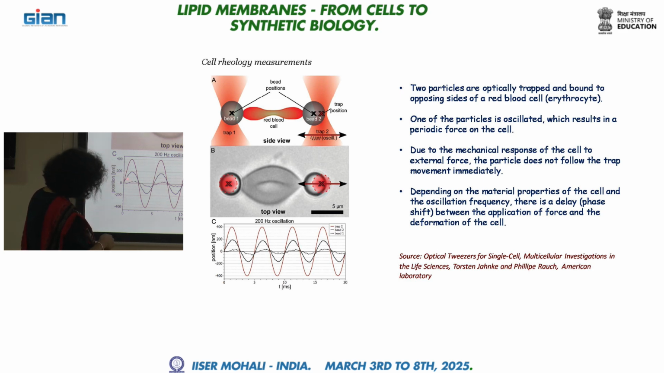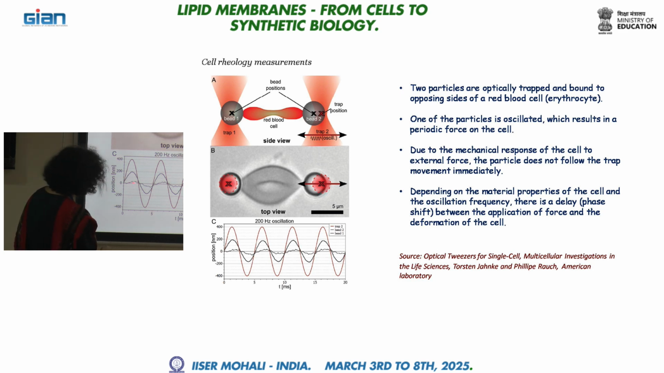Now what you see over here in dark is essentially the behavior of the bead which is sitting in that particular trap, and you can see it almost follows the red line. It is a little out of phase, but it is almost following the red line. And the dotted line that you see over here is essentially the movement of this bead.